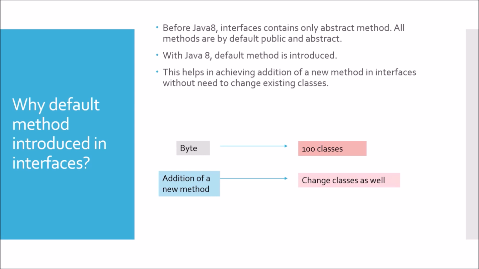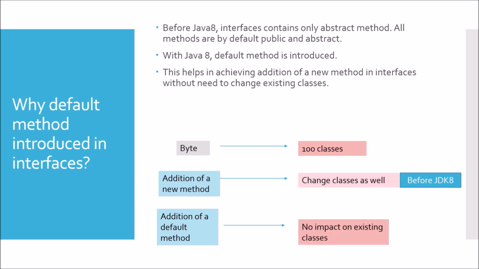Similarly, in Java, we have the List interface, Set interface, Queue interface, and Map that are implemented by many classes. So if you add any method in those interfaces, you need to change all the classes that implement List, Set, Queue, and Map. Now with Java 8, if you make this new method a default method, then there will be no impact on the existing classes. It's up to you. In any class you want to override, you can override, otherwise there will be no impact on the existing class. So this was the difference of introducing the default method in interfaces.